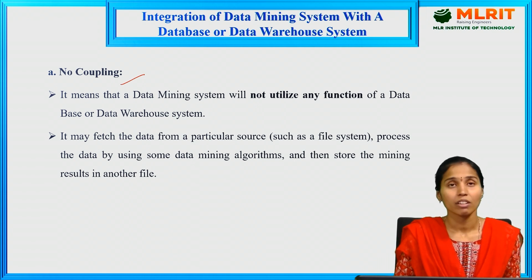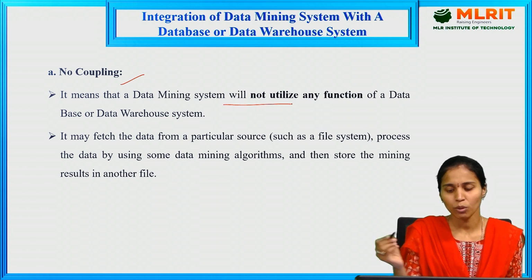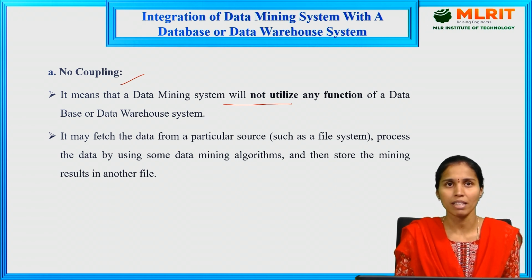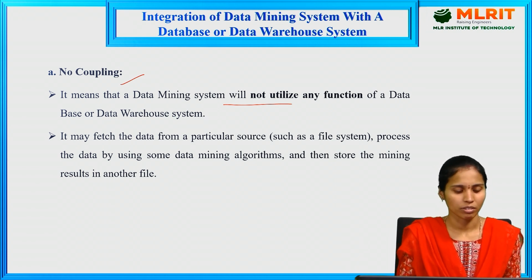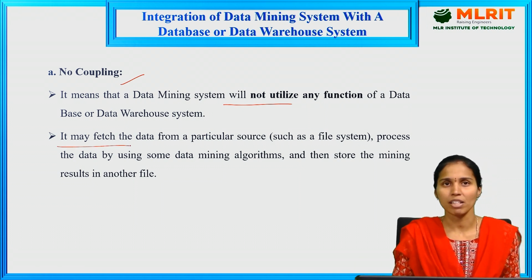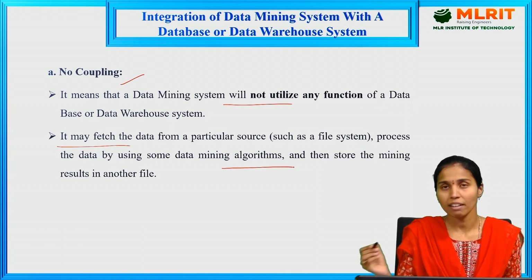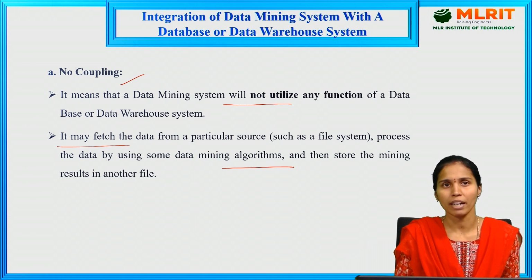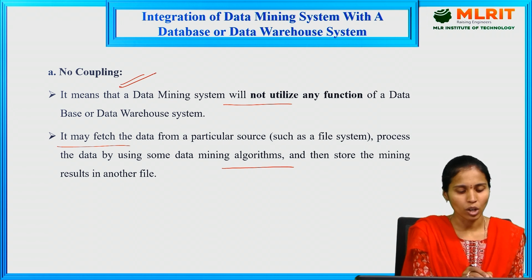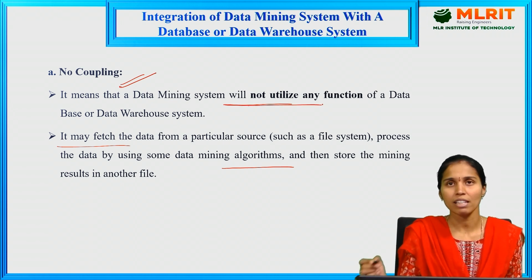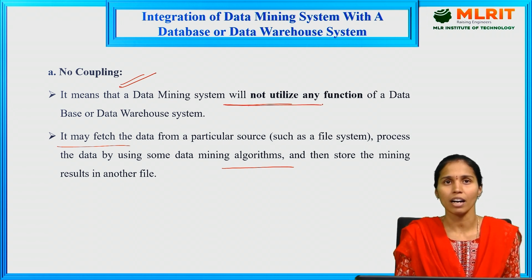Coming to the first, no coupling. It means that a data mining system will not utilize any function of the database or data warehouse. It may fetch the data from a particular source such as a file system, process the data by using some data mining algorithms, and then store the mining results in another file. This is about no coupling.